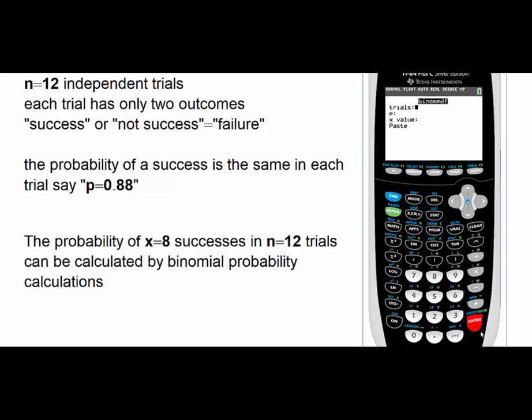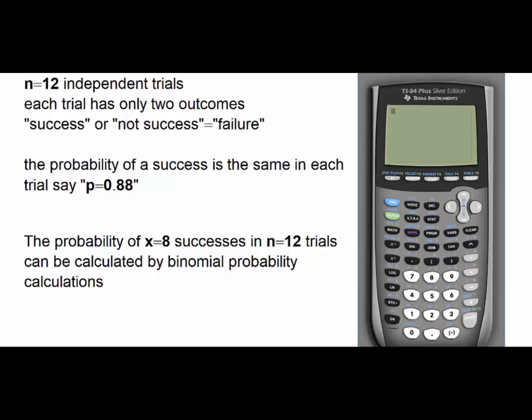So when we choose that, the number of trials is how many? That's 12. And the probability of a success is how much? 0.88. And my x value is 8. And when you say paste, then it gives this binom PDF function. It's going to calculate that for you. And the answer is 0.03691 approximately.